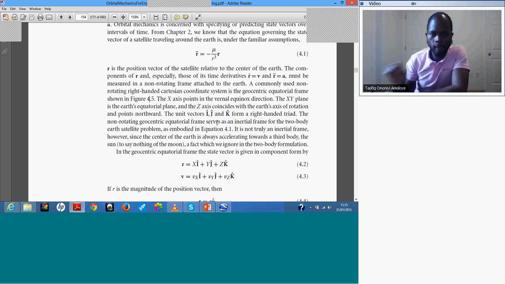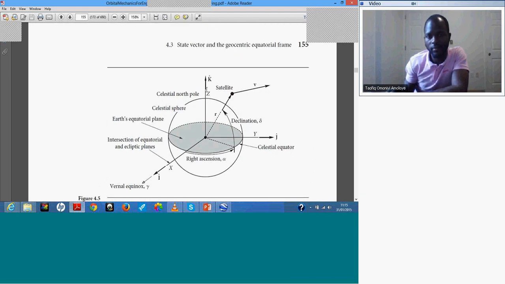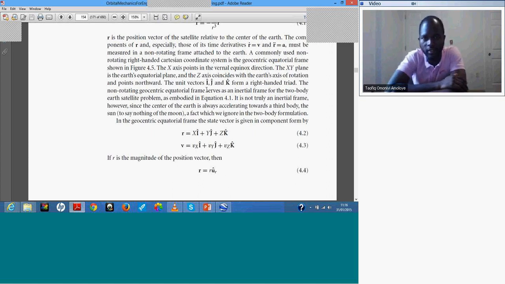The xy plane is the Earth's equatorial plane, and the z-axis is the axis of rotation and points upward, which is clear from our knowledge of the Earth in space. The unit vectors I, J, K, in capital letters, are used to make them different from other kinds of Cartesian coordinate systems, just to show that these are really celestial, the geocentric equatorial frame used with the celestial sphere. So I, J, K form a right-handed triad. The geocentric equatorial frame serves as an inertial frame for the two-body Earth satellite problem, as in equation 4.1.